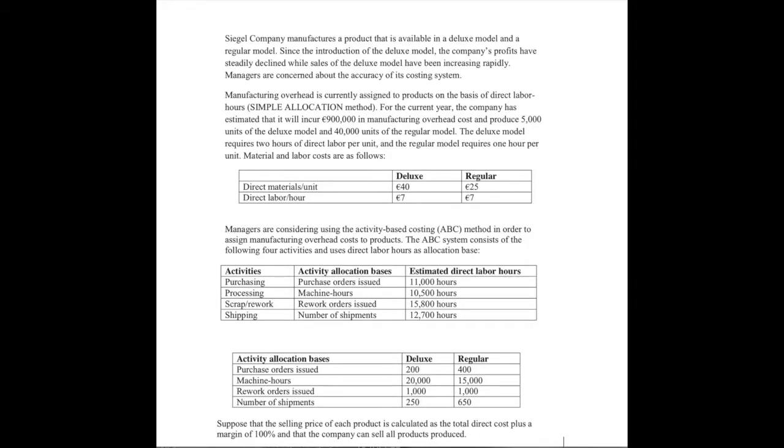In this exercise, we have 2 different products, a deluxe and a regular one. We can also see that we have 4 different activities, and it is also said that the allocation base for the manufacturing overhead costs is the direct labor hours.